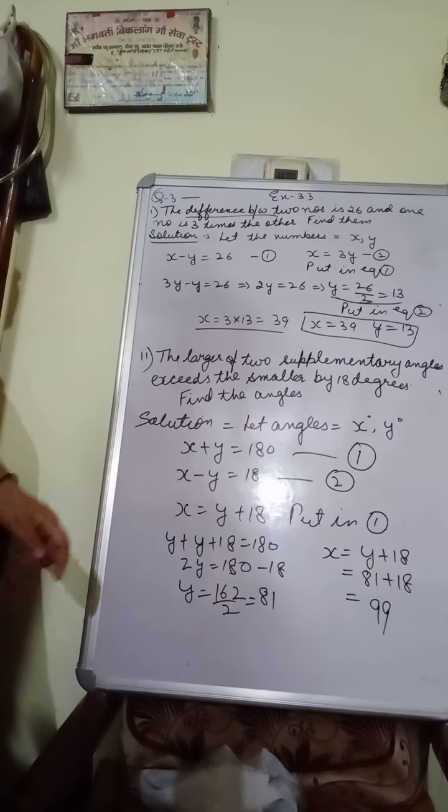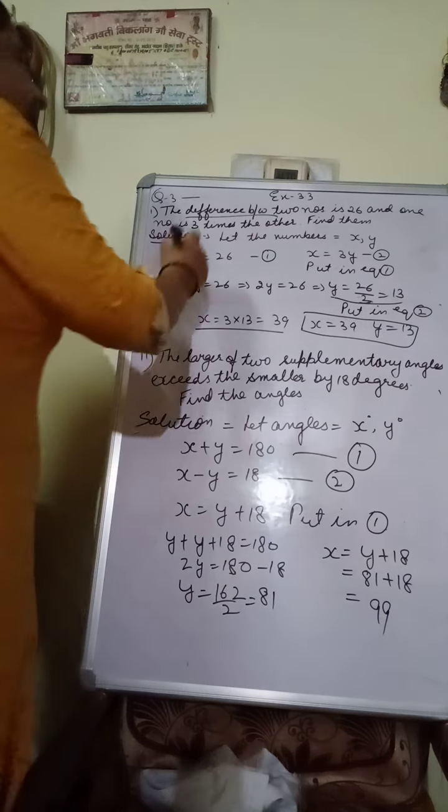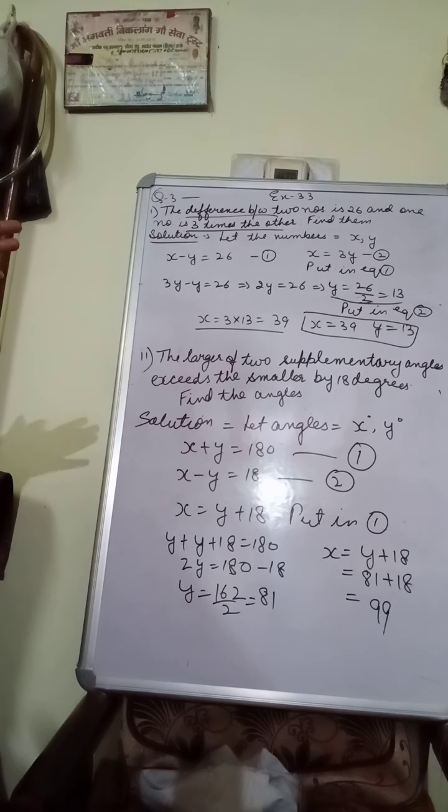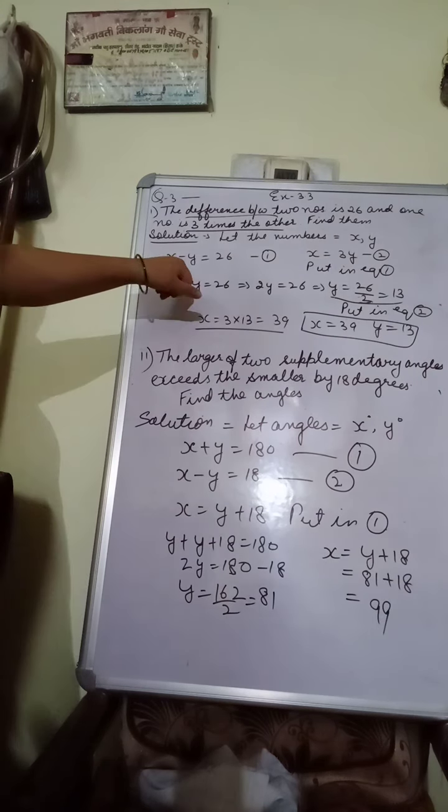Second condition, one number is 3 times the other. Definitely one is greater and the other one is smaller. So the greater one is 3 times the other. We have said x is greater, so x is equal to 3y. That will be your second equation. Put this in equation number 1. We are using the substitution method.